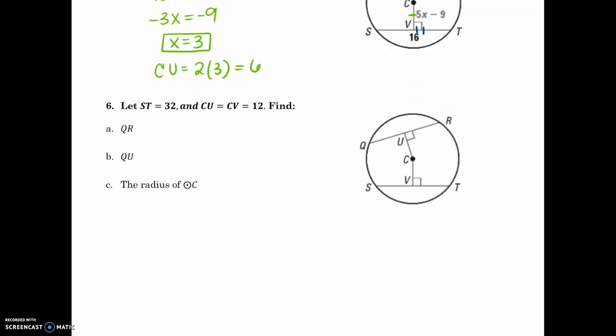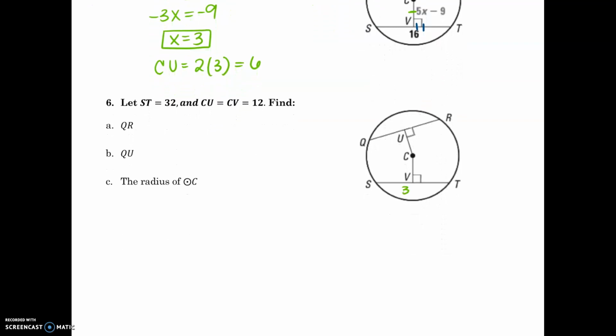Last example, we know ST equals 32. And we know that CU and CV are congruent, and they both measure 12. So they want us to find QR. So because chord QR and chord ST are equidistant from the center of the circle, they're both 12 units away, we can say that the measure of QR is also 32, because those chords are congruent.